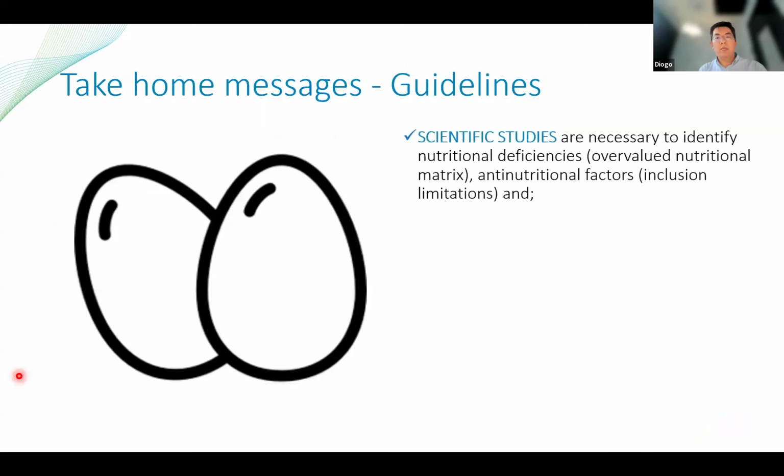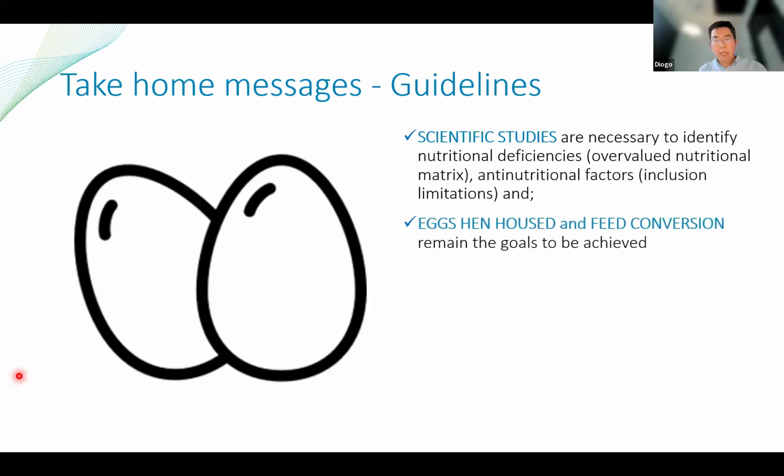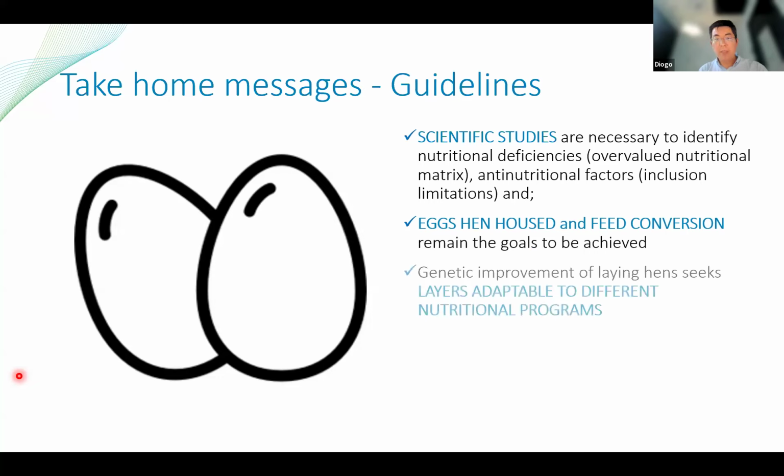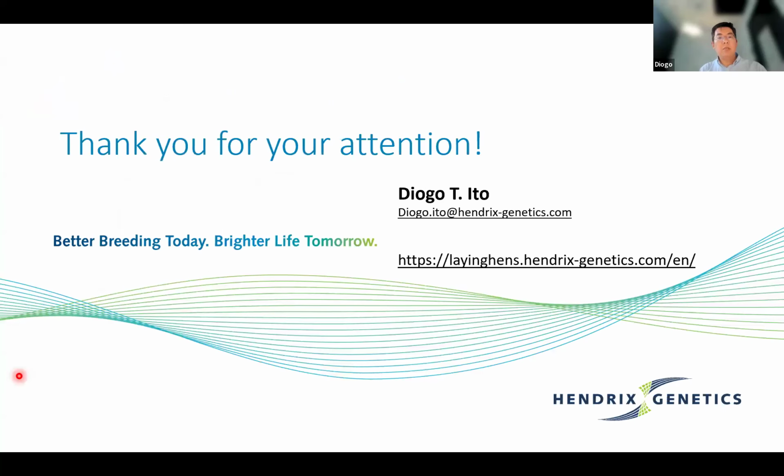Finally, scientific studies are necessary to identify nutritional deficiencies or anti-nutritional factors. Eggs per hen-house and feed conversion remain the goals to be achieved, and the genetic improvement of laying hens seeks layers adaptable to different nutritional programs.